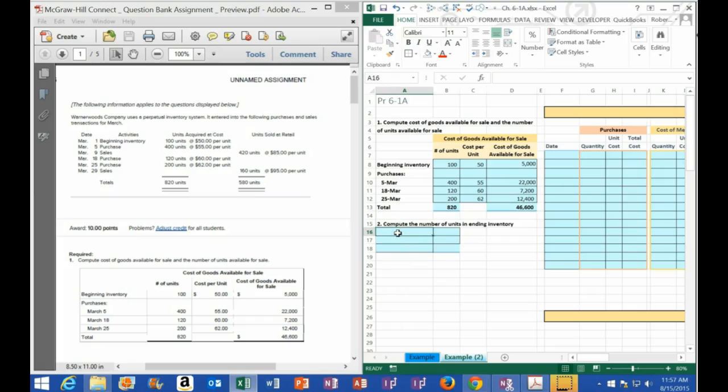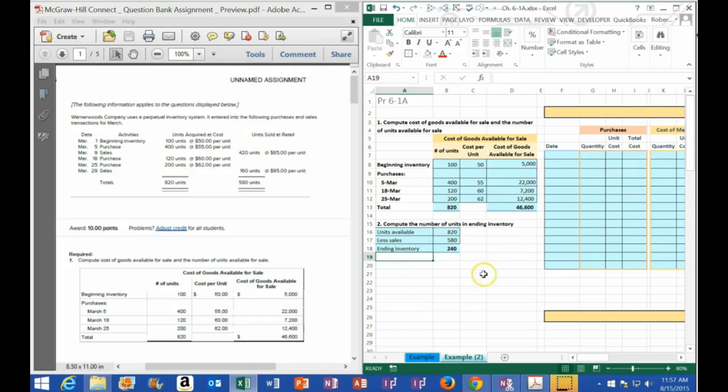So how many units were still left? Well, we had units available that we just calculated equals that 820. And then how much did we sell? Less sales in units. The units that we sold are shown here. We sold 420 units on the 9th, plus we sold another 29 units. On the 29th, we sold another 160 units. Therefore, we have ending inventory of equals this 820 minus the 580. That's how much we have left in ending inventory.